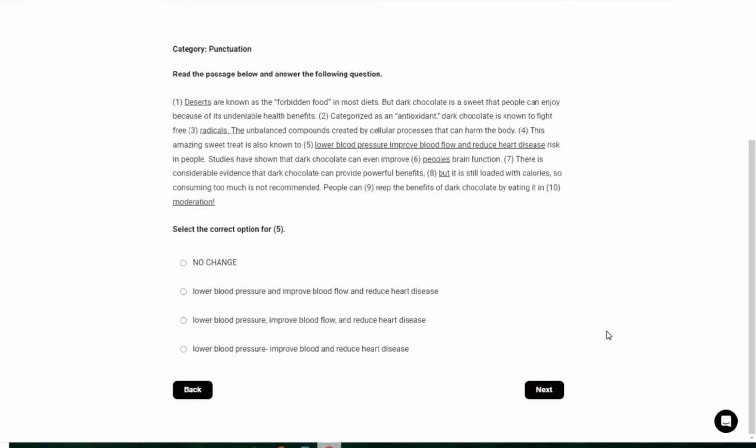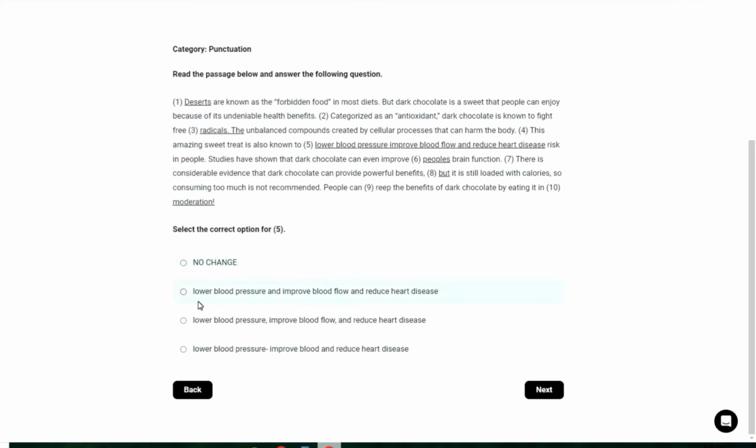This amazing sweet treat is also known to lower blood pressure, improve blood flow, and reduce heart disease risk in people. Go ahead and give your best shot on this one. So right away we can see that no change would not be the correct answer because even when you read it, I feel out of breath. And hopefully you can kind of read this in your own head and realize, hey, there's something missing here. You know, also known to lower blood pressure, improve blood flow, and reduce heart disease risk in people. I sound like I'm saying something wrong or there seems to be something incorrect. So no change would not be the right answer.